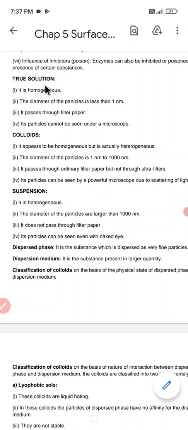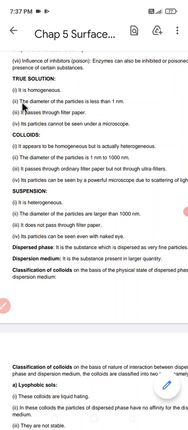Now, while discussing chapter 2, that was solution, I had told you the solution is a homogeneous mixture of two parts, that is the solute and the solvent. So in case of a true solution, it is actually a homogeneous mixture. Homogeneous means it has the same composition throughout. It has uniform composition.